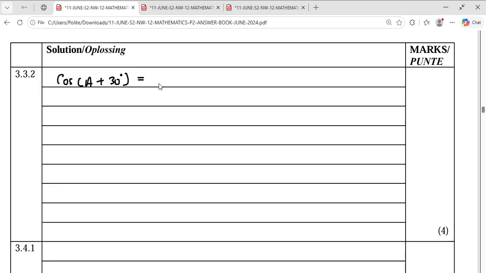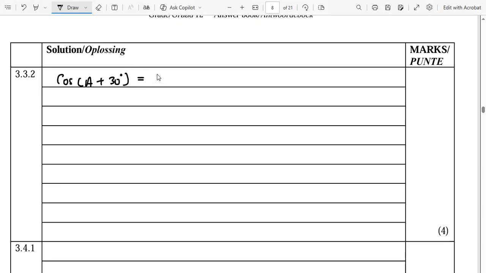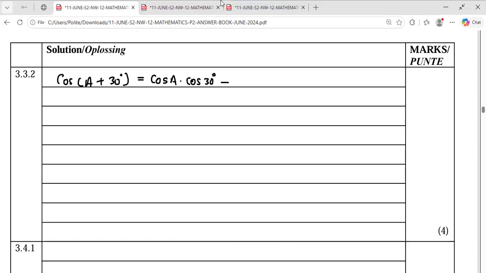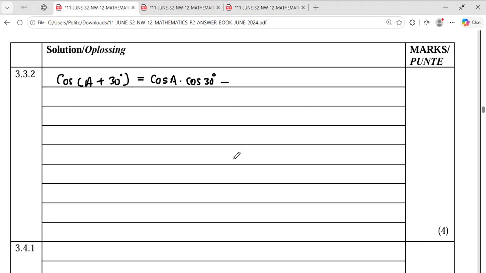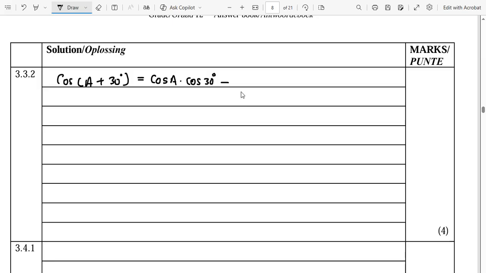I'm going to change this guy. I'm going to write this as the compound angle, which is the cos of A multiplied by the cos of 30 degrees. And then, since it's positive, the sign changes to negative. You don't have to stress. Just go to your formula sheet, copy down that formula, né? And then this will be minus the sine A and the sine 30. Right.